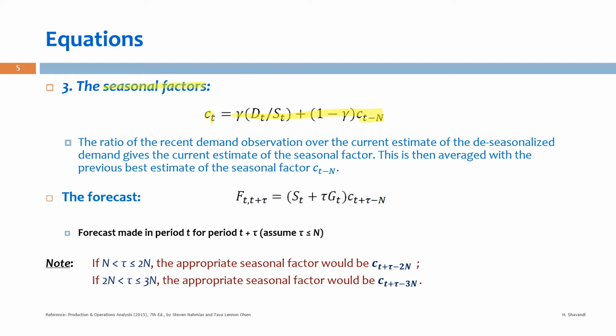Okay. Now at the end, by having the factors and parameters, we can make our forecast. Let's say we are at time t and we want to make a forecast tau steps ahead, for t plus tau. So this will be st plus tau times gt, like the method that we had for Holt's. So an intercept plus its slope for tau steps ahead.